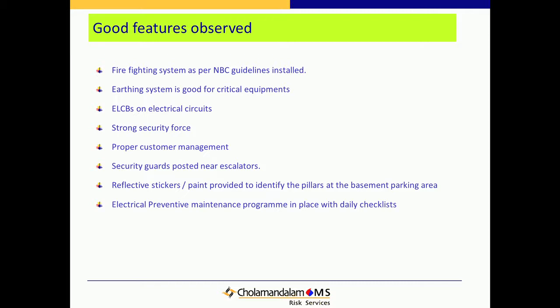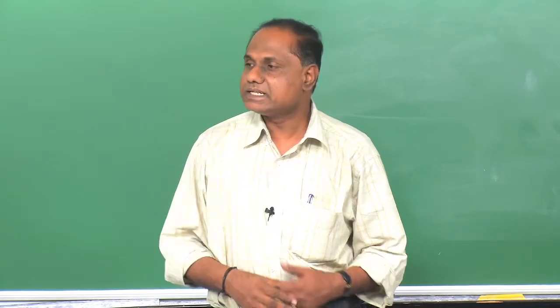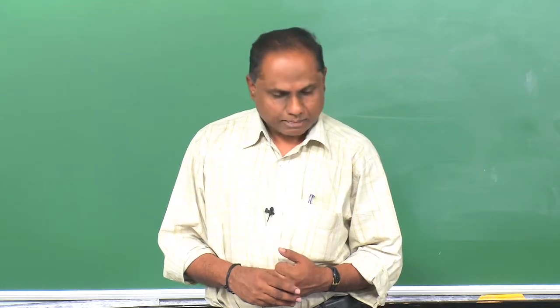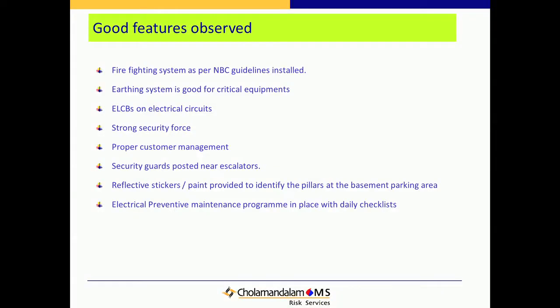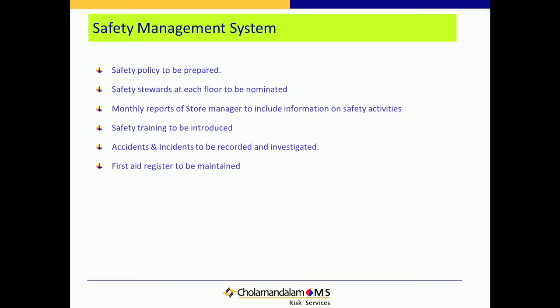Earthing system is good for all critical equipment. ELCBs, earth leakage circuit breakers. Earth leakage protection is for protecting people, in case suddenly some leakage is there, that will automatically trip the system. You call it ELCBs. Then strong security forces there, proper customer management, security guards are posted, reflective stickers are painted in the basement, and electrical preventive maintenance programs are in place. These are the safety management systems.